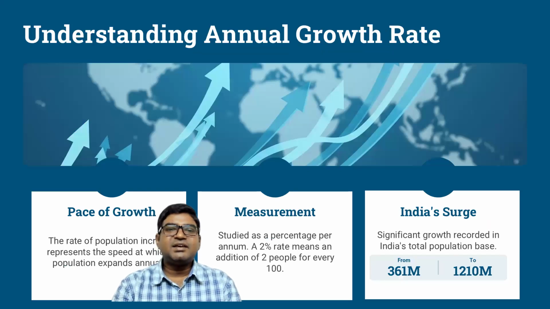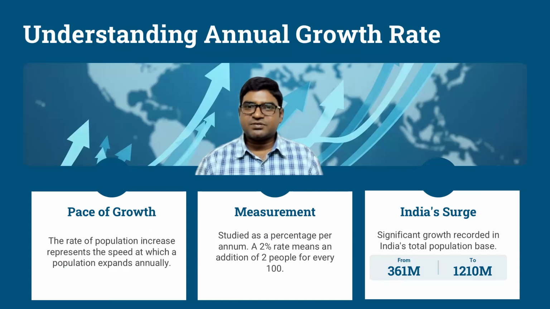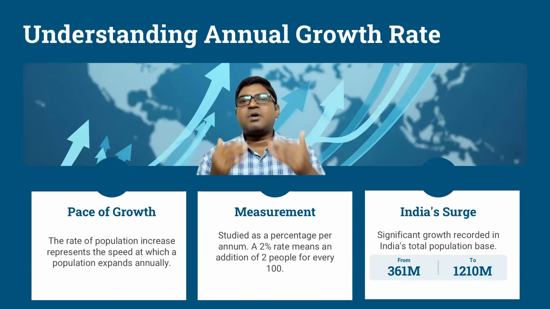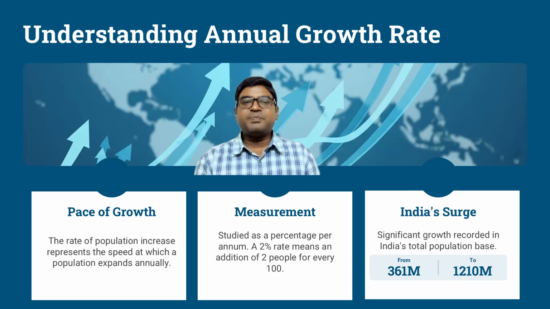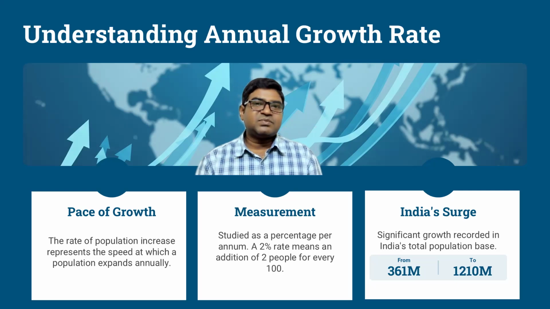Now, let us see how we understand the annual growth rate of the population. First, the pace of growth, the rate of population increase: at what pace and speed is it growing, and how much is it expanding annually. Then we look at the measurement. We study the percentage per annum, and a 2% rate means an addition of 2 people for every 100. That is a 2% average growth rate.